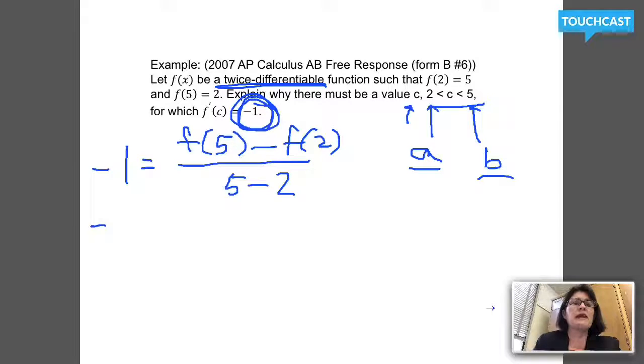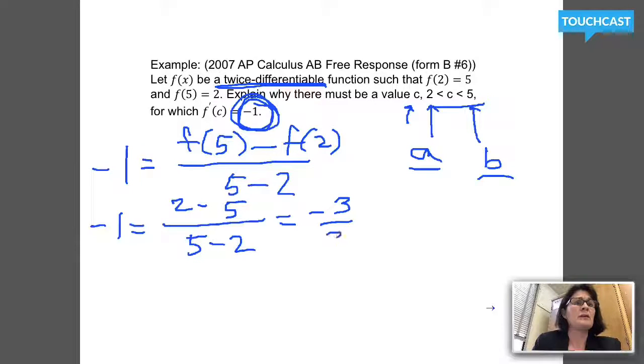So I'm just going to do a tiny bit of calculation to show -1 equals, what is f of 5? 2. What is f of 2? 5. My denominator is 5 minus 2. And what is 2 minus 5? That's -3 divided by +3, which does in fact equal -1. So I had to check that that was going to be true.